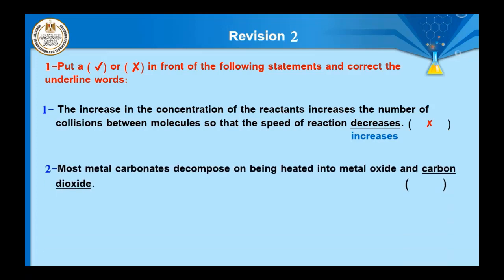Question number two. Most metal carbonates decompose on being heated into metal oxide and carbon dioxide. This question is in unit one, lesson one. We know that chemical reactions can be classified into three types. Number one, thermal decomposition. Number two, substitution reaction. Number three, oxidation and reduction. This question is about thermal decomposition. We know that thermal decomposition has five examples: decomposition of metal oxide, metal hydroxide, metal carbonate, metal nitrate, and metal sulfate. He asked you about metal carbonates.